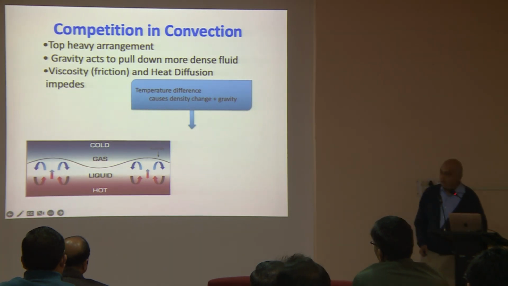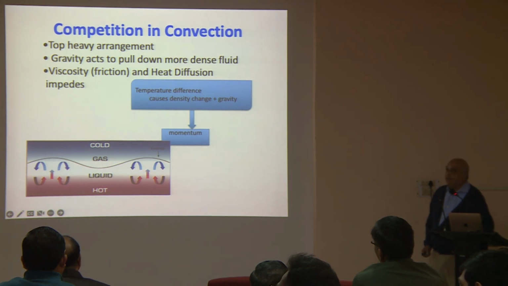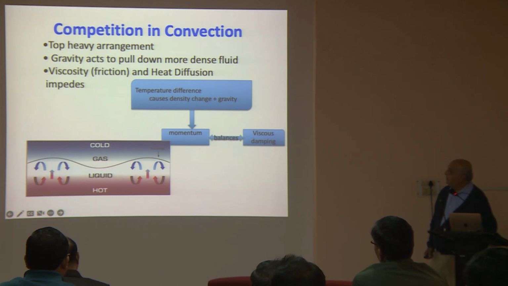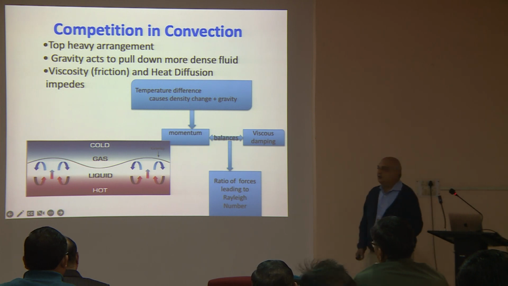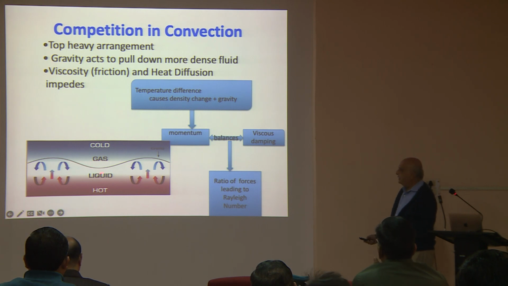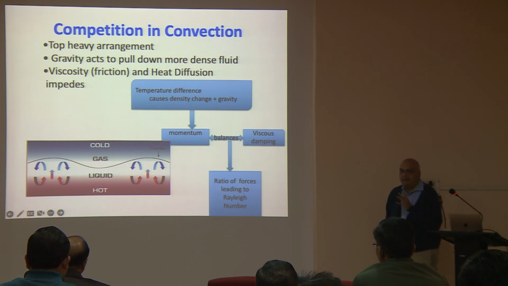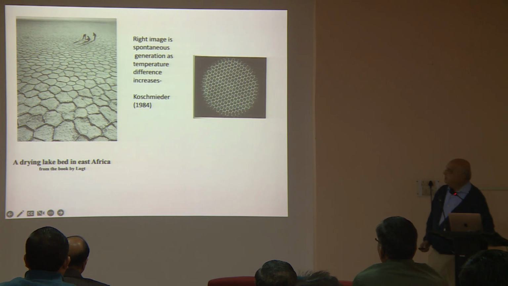Now, I have temperature differences that cause density and gravity to determine momentum. So I have a balance between momentum and viscous damping, or between momentum and thermal diffusion, and that leads to a ratio of forces leading to another dimensionless group known as the Rayleigh number, after Lord Rayleigh. These patterns occur when the Rayleigh number exceeds a critical value. And the Rayleigh number is the ratio of buoyancy on one side divided by viscous damping and thermal diffusion. That's what you see in those patterns.